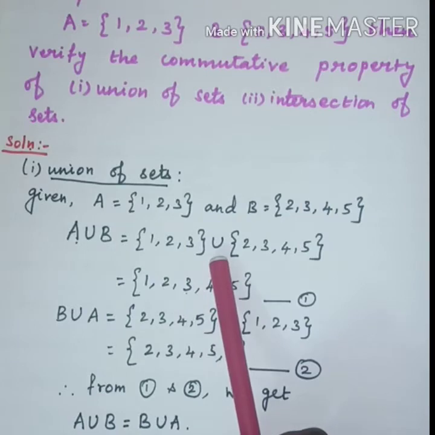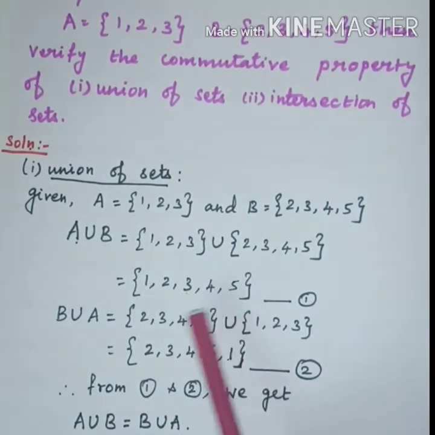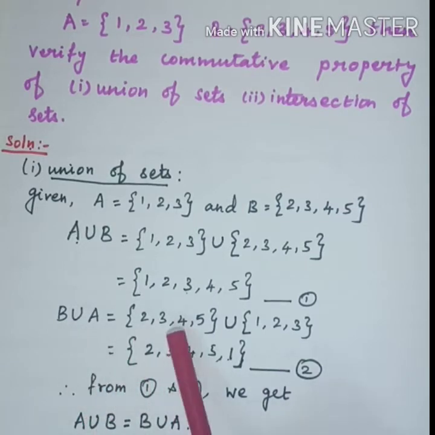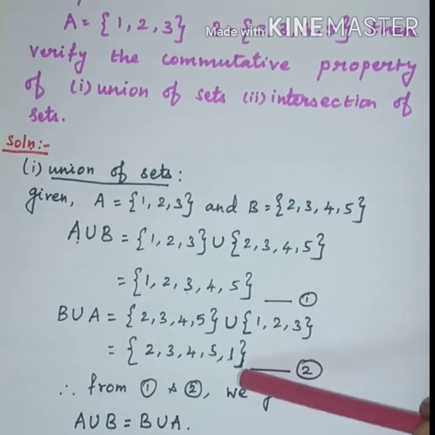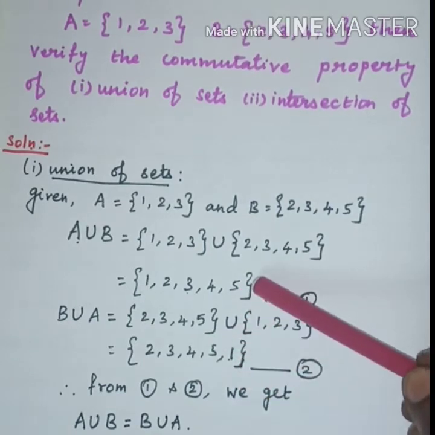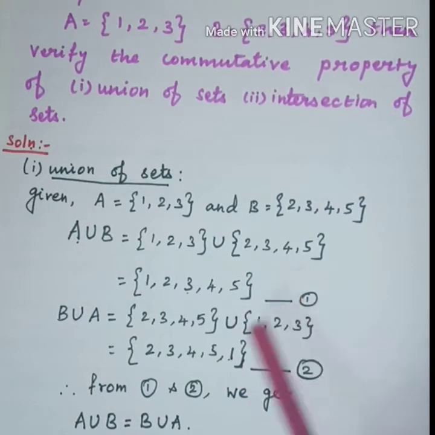Because the union symbol is given in between the sets, we have to combine these two sets' elements together, so we get these elements. Then we have to find B union A. Similarly, first you write the elements of B, and then you write the elements of A. You combine these elements together, then we get the same answer on both sides. A union B and B union A, the answers are the same. Therefore, from 1 and 2 we get A union B is equal to B union A.